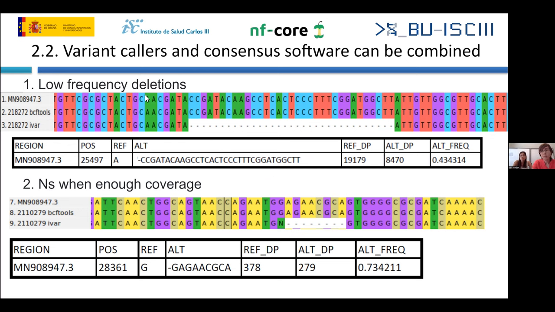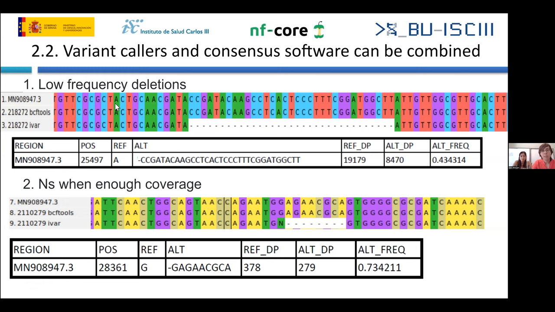This is one of the main functionalities, and it is important because it changes the output, or the way the consensus is generated, from previous versions. Now the default is to use iVar variants as the variant caller and BCFtools consensus as the consensus generator. We've taken this decision due to some behavior of iVar that may not be the desired one for this case, and some known issues of iVar consensus that are not yet addressed by the software.